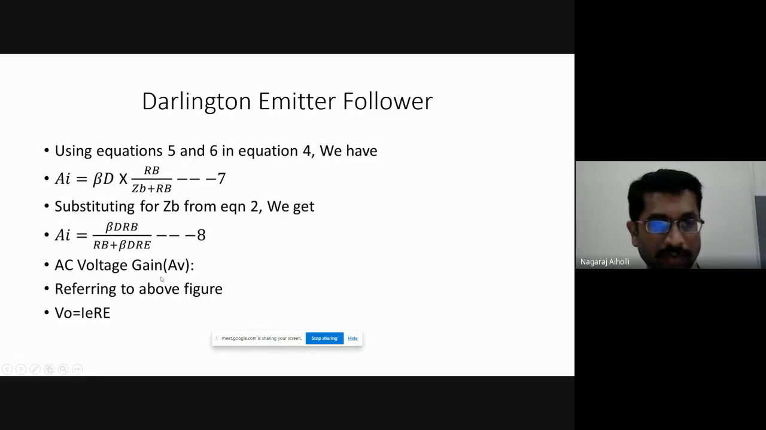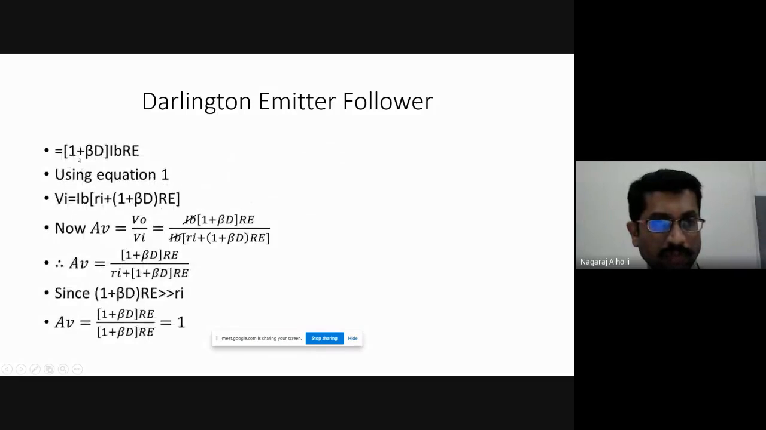Then similarly, we found out the voltage gain starting from V naught is equal to IE RE. We found out equation for output voltage, input voltage. Then we substitute in the gain equation, that is V naught by Vi. Then finally we found that voltage gain is 1. It is unity. Output and input voltages are in phase with each other, and the voltage gain is unity.